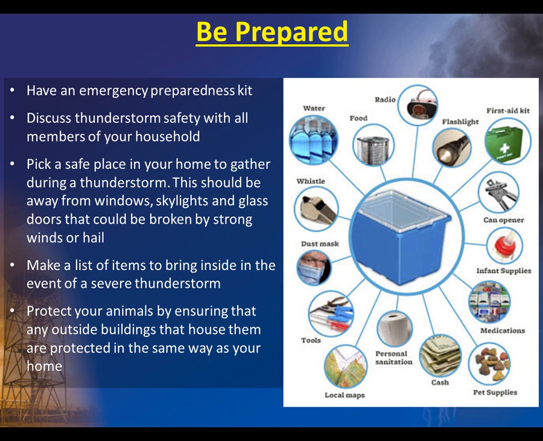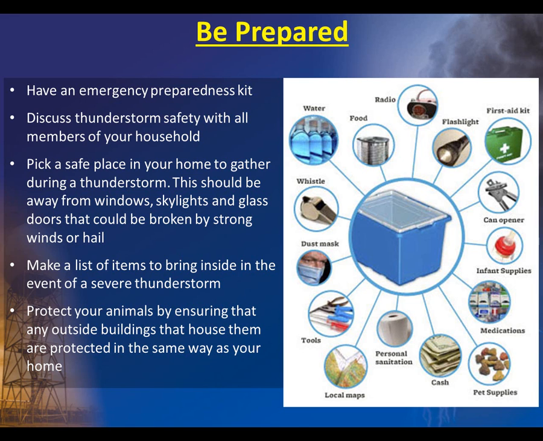Have an emergency preparedness kit. Discuss thunderstorm safety with your family. Pick a safe place in your home to gather during a thunderstorm. This should be away from windows, skylights, and glass doors that could be broken by strong winds or hail. Make a list of items to bring inside in the event of a thunderstorm.